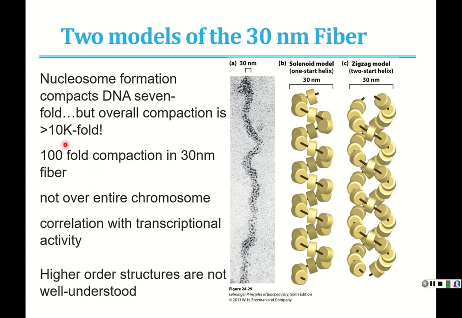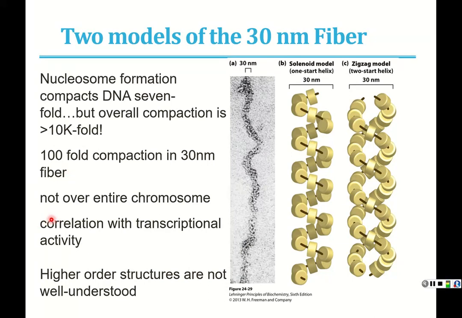So the nucleosome, when we just wrap DNA around a histone protein, that's a 7-fold compaction. Overall, the compaction of DNA to get in a cell is about 10,000-fold. So this nucleosome DNA wrapping around histones is only 7-fold. When we get to the 30 nanometer fiber, that represents a 100-fold compaction. So you can still see there's more folding and compacting that needs to go on.